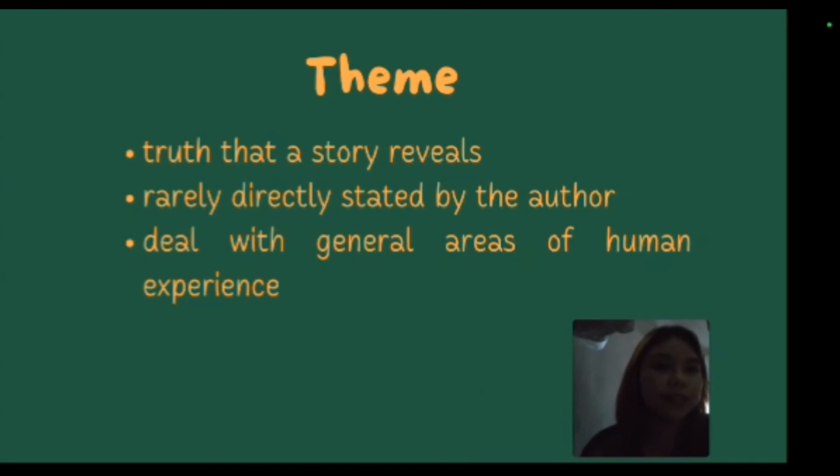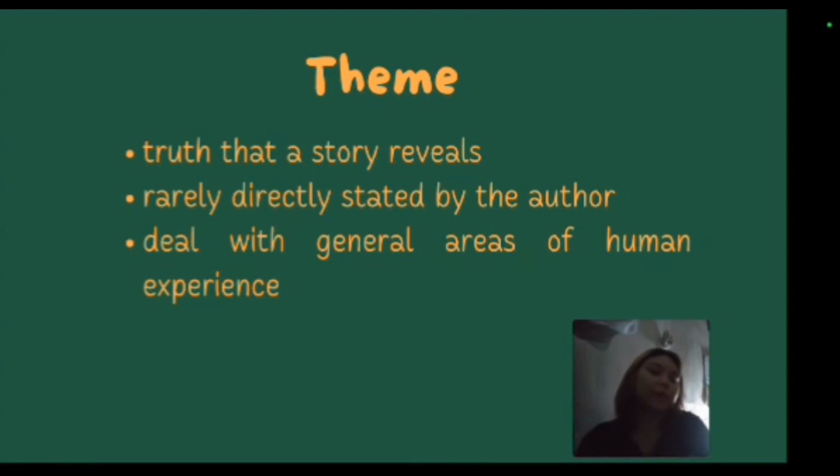So the theme: this is the truth that a story reveals, and it is rarely directly stated by the author. It deals with general areas of human experience. This theme is the message of the story, the overall purpose of the story. What does it teach? We have to know that in analyzing fiction. What truth does it reveal? What lessons or morals does it teach us?